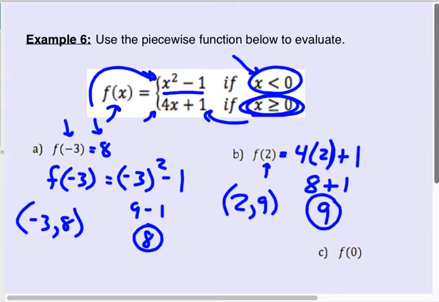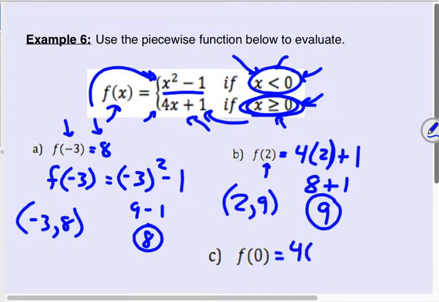Last but not least, this f of 0. Now both of these deal with 0, but the first one is less than, the second one's greater than or equal to, so we can use 0 and plug it into this function. And that's going to be 4 times 0 plus 1. 4 times 0 is 0, 0 plus 1 is 1, 1's my answer. Or you could say it's the ordered pair, 0 comma 1.